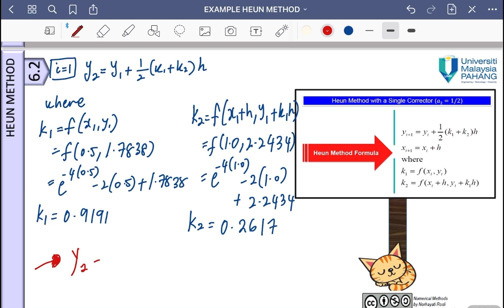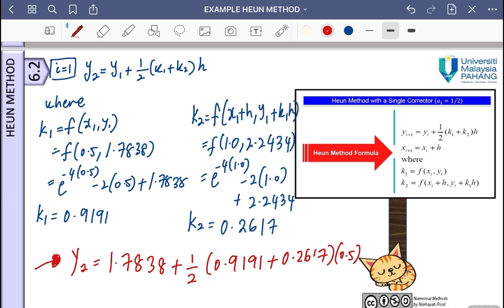Okay, where y2 is equal to y1 from the previous calculation, 1.7838, plus the average of our two slopes, k1 plus k2, and then we multiply with our step size 0.5. If you calculate this and simplify, you may get y2 equal to 2.0790. So this is your y2. We still have y3 and y4.